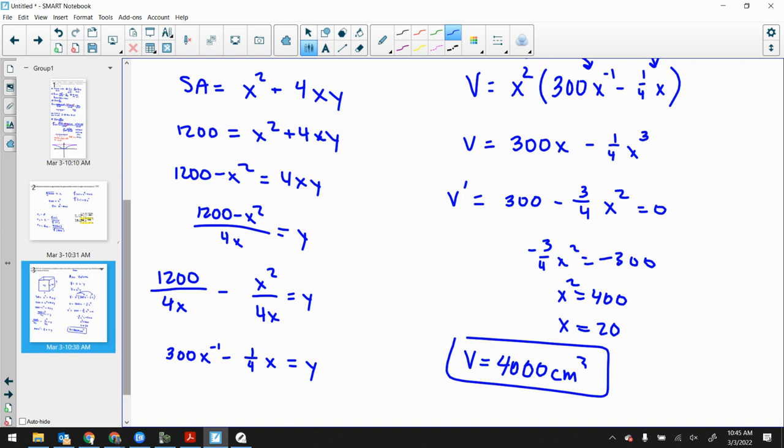Could I have found y and then found my volume? Sure. Just go back into this to find y, or this to find y, or any of these to find y, and then plug them both back into your volume function to find the full volume. But that's doing it without needing to find y.